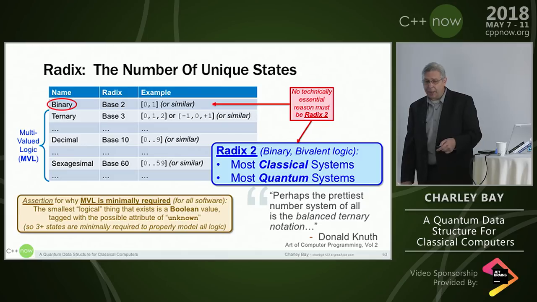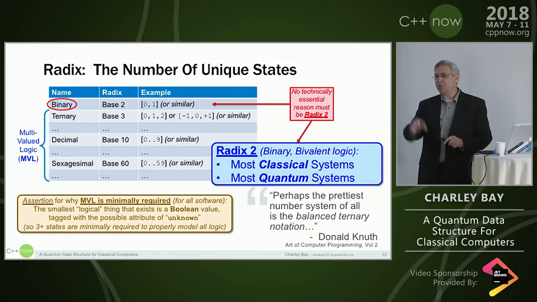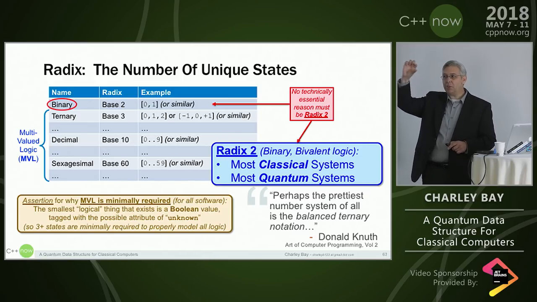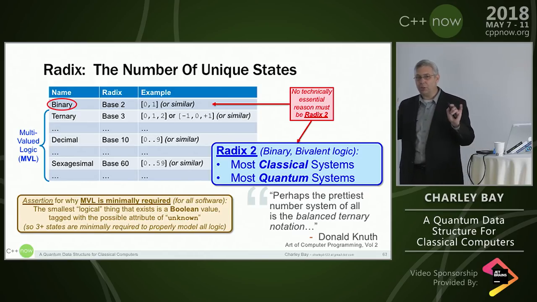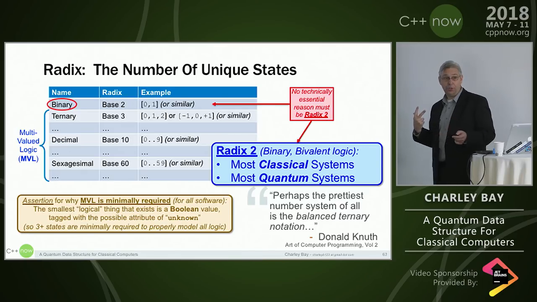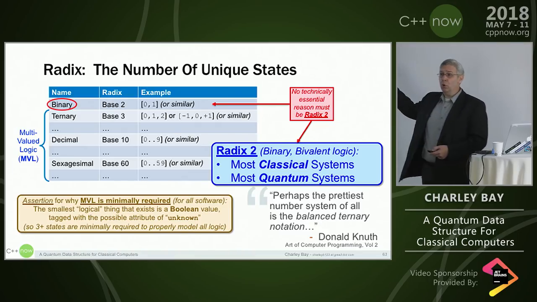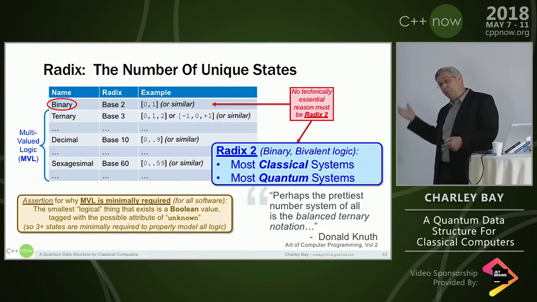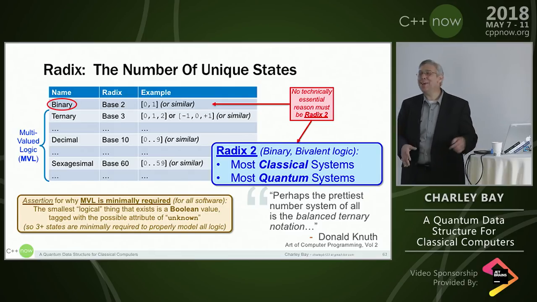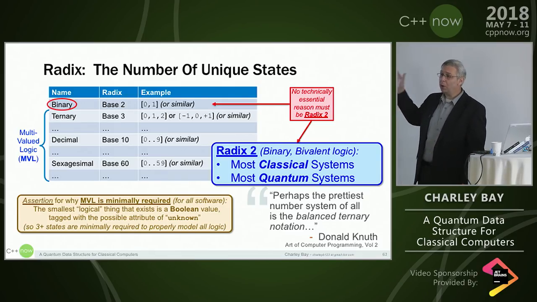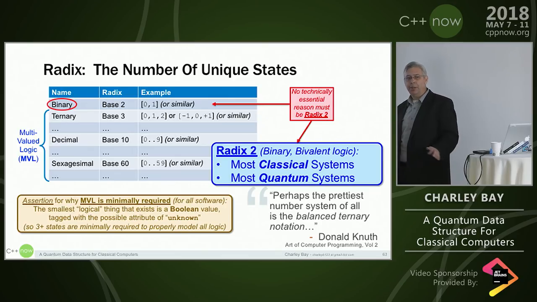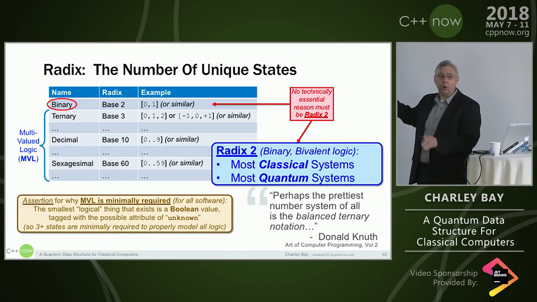And the assertion is that the hardware is not binary, but the smallest thing in the universe that could possibly exist is a bit that's true or false, plus an attribute of unknown. That's the smallest thing. You need three states to measure that, or to represent that, or to model that, or to use it productively. So anyway, we're radix two. That's classical hardware. But that's the quantum hardware too. Most quantum hardware is radix two. Some places, like University of Queensland, Australia, are playing around with ternary or other radixes, but everybody's radix two. Let's pretend radix two for now because that's kind of what we've got.